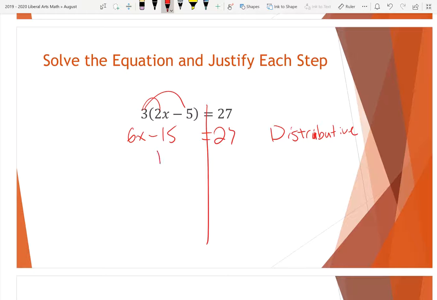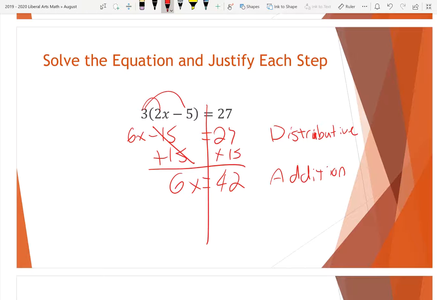And then after that, I would get rid of the 15 by adding the 15 on both sides, leaving me with 6x equal to 42. Because I added on both sides, that was the addition property of equality. And now I would get rid of the 6. Since it's multiplying, I would divide both sides by 6 to have my final answer of x equals 7. Since I'm dividing both sides, that is using the division property of equality. So there were 3 steps: distributing first, adding both sides next, and then dividing both sides last.